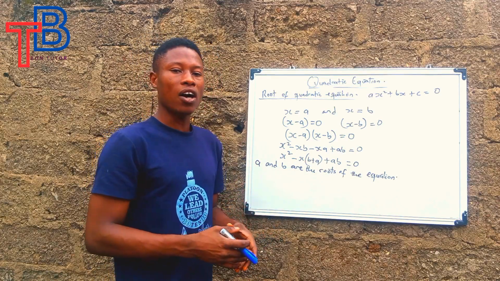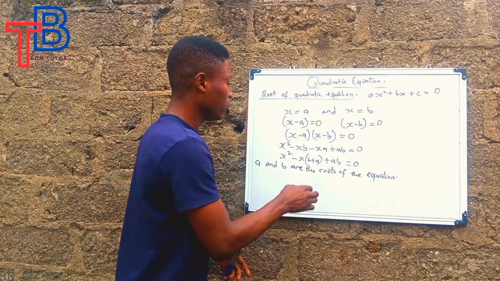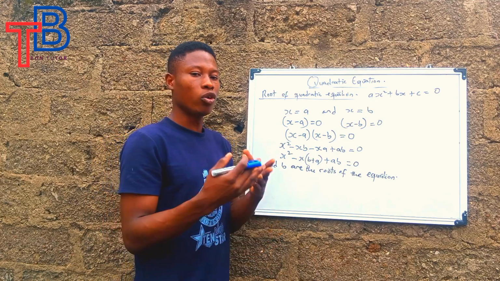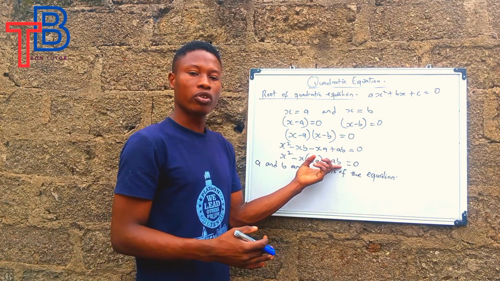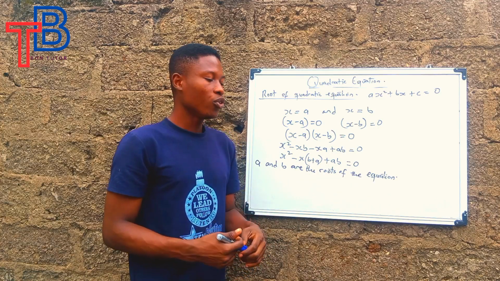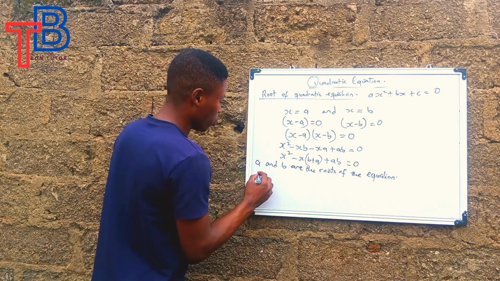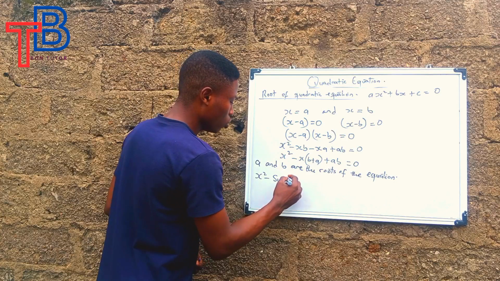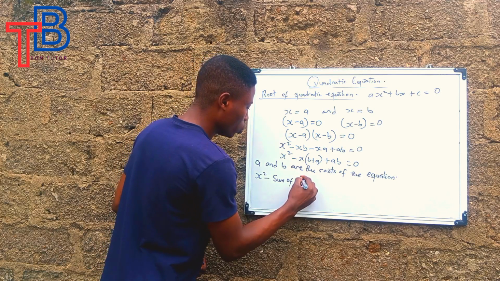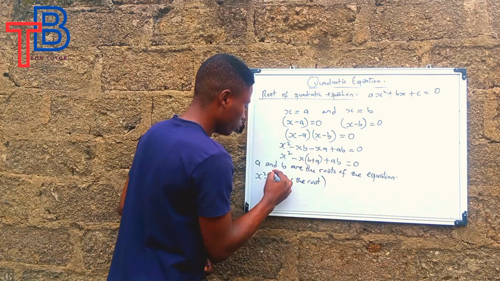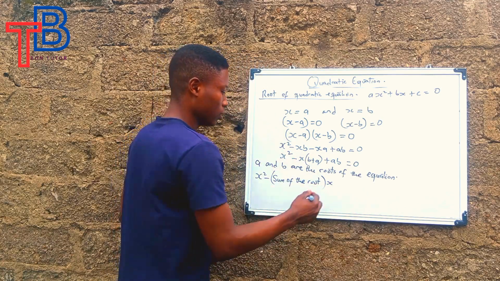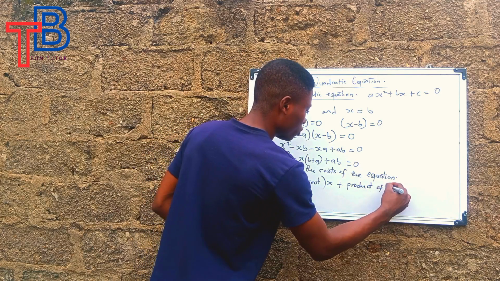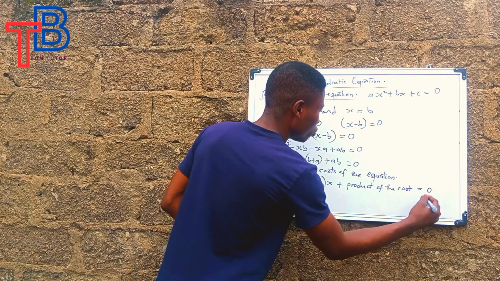Which means for you to have your equation back, all you need is to find the summation of your roots, and also you need the product of your roots here. Which means you can rewrite the general formula of quadratic equation by saying x squared minus sum of the roots into brackets, we have our x, plus product of the roots equals to 0.